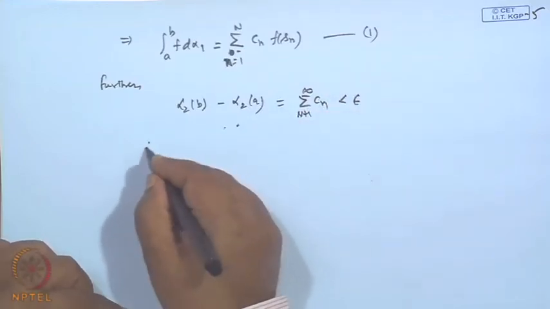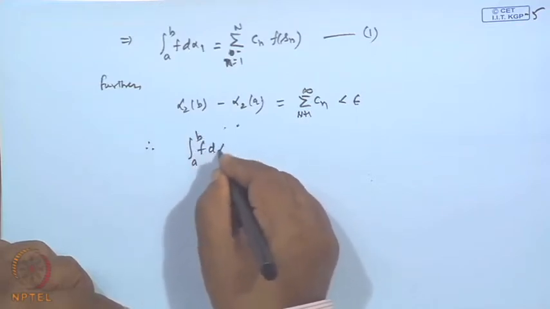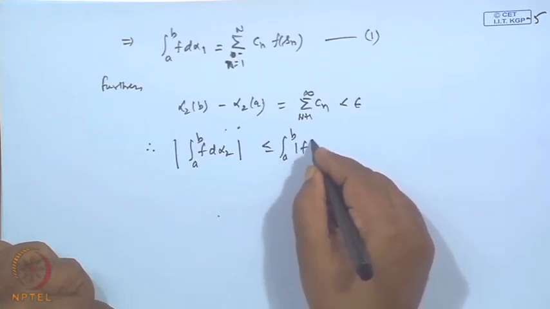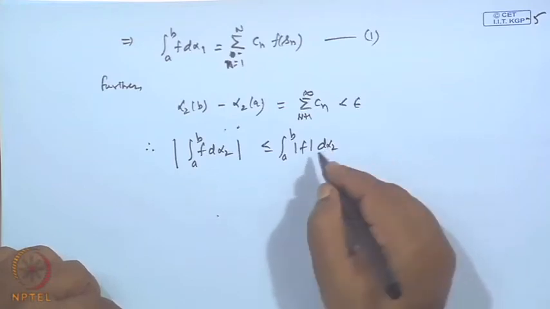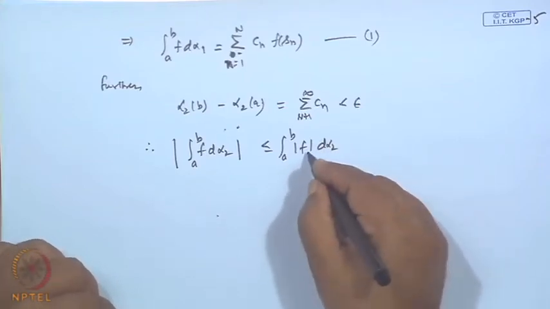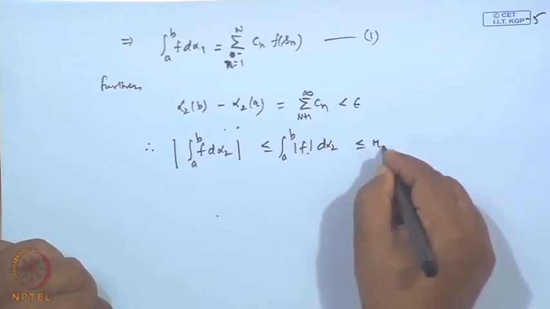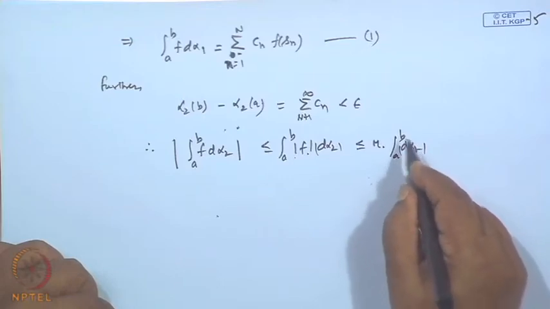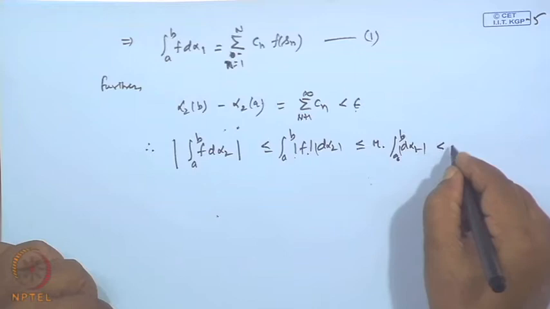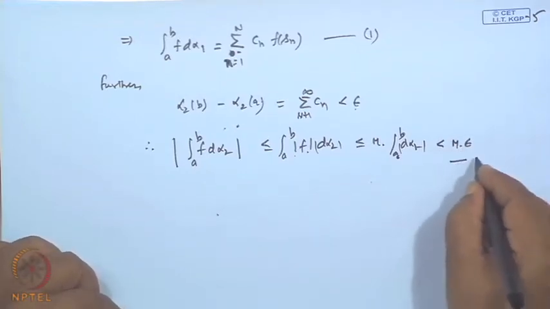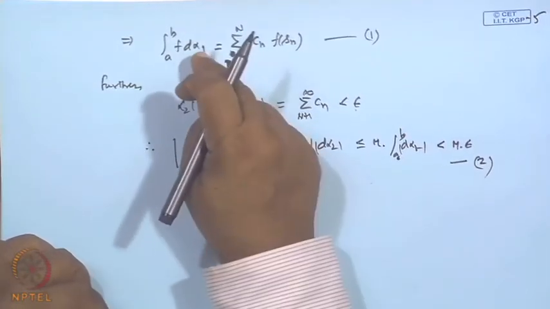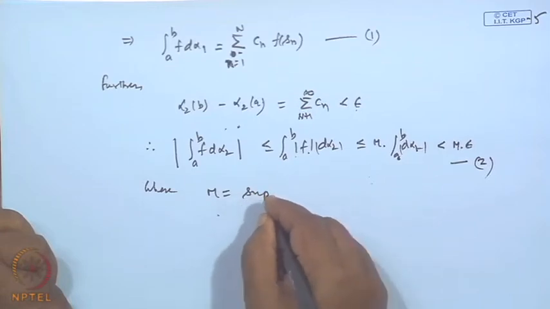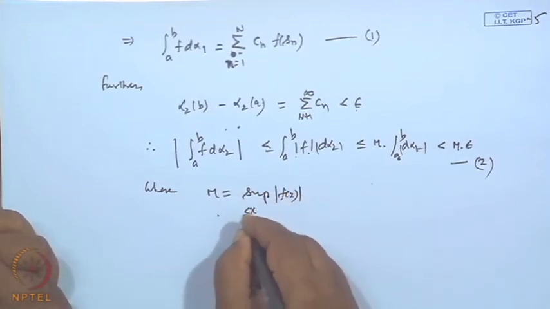Hence, therefore, the modulus of the integral a to b f d alpha 2 is less than or equal to the integral a to b of mod f d alpha 2, is it not, and then d alpha 2 again, this is bounded. So, it is less than or equal to m times the integral a to b d alpha 2, and this value is nothing but alpha 2 b minus alpha 2 a, which is less than epsilon. So, this is less than m into epsilon. Okay. So, let it be equation 2. So, over alpha 1 we are getting this thing, over alpha 2 we are getting this thing, where m is the supremum value of the function f x over the interval a b.